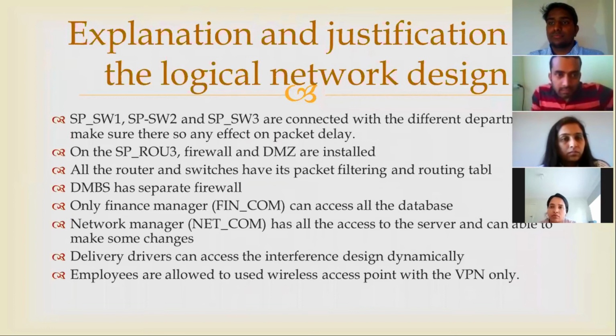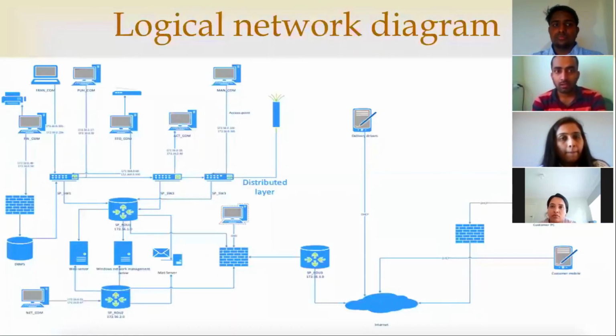There are three switches, SW1, SW2, SW3, connected with different devices. There are two routers, R1 and R2, which have IP addresses of 172.0.1.0 and 172.0.2.0. SW2 is for the network manager, so it is directly connected with the different servers. And for the internet connection, R3 is connected with the ISP, Internet Service Provider.